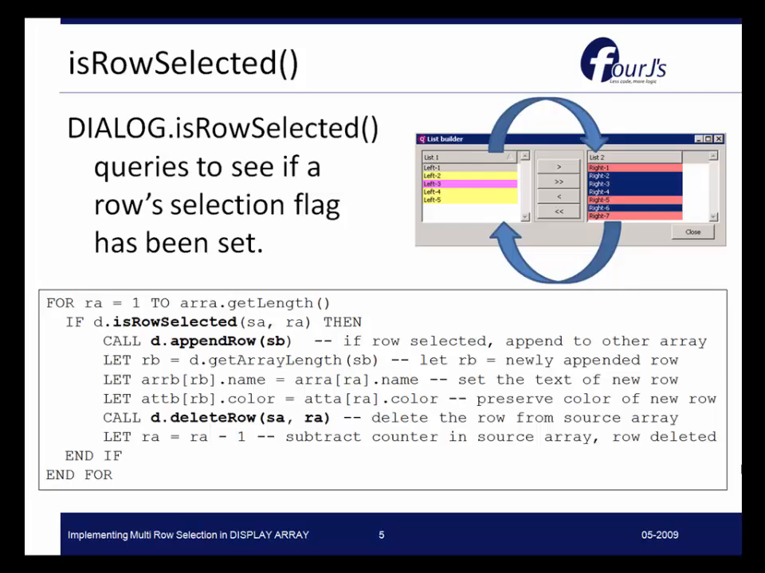Dialog.isRowSelected queries to see if a row selection flag has been set. This code shows the isRowSelected method used within a for loop to check each row in the array. As each row is checked, if it's a selected row, the row is appended to the other array and deleted from the source array. You could use 2 loops, one to append to the array and one to delete from the source array, or you can use 1 loop as shown here. But note here that you have to reduce the counter variable.